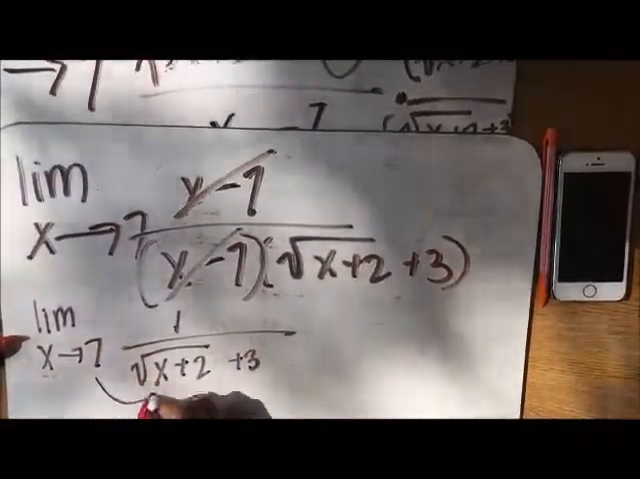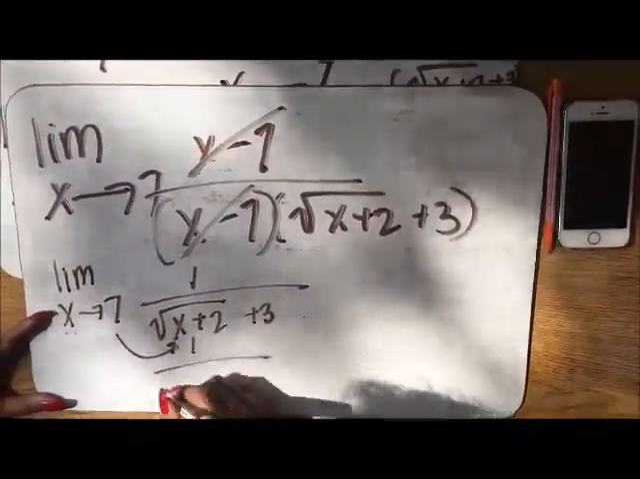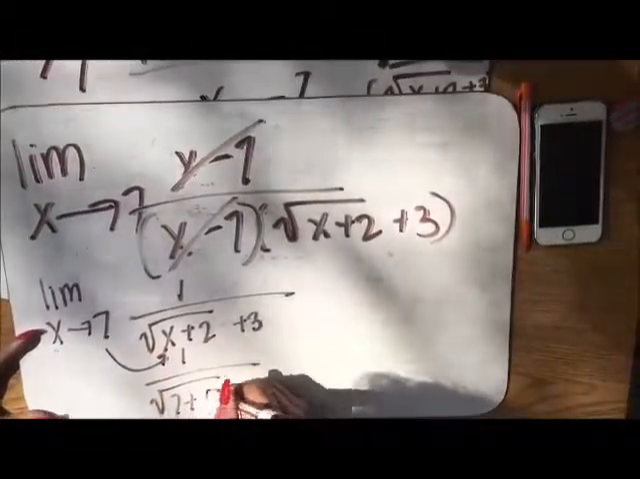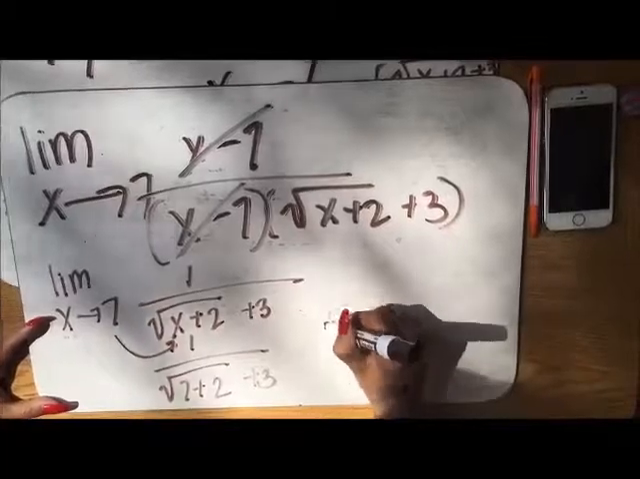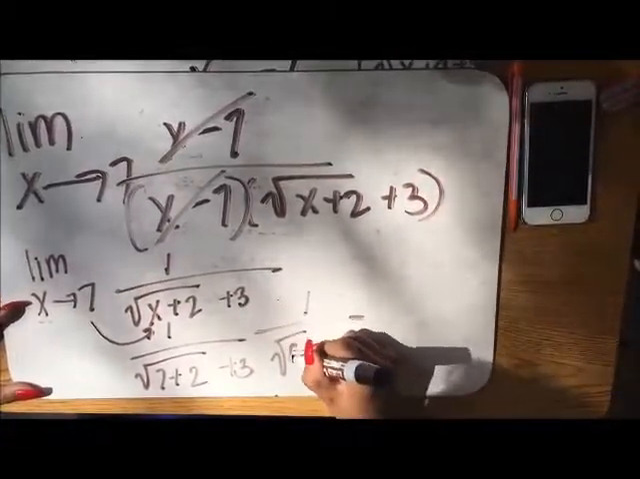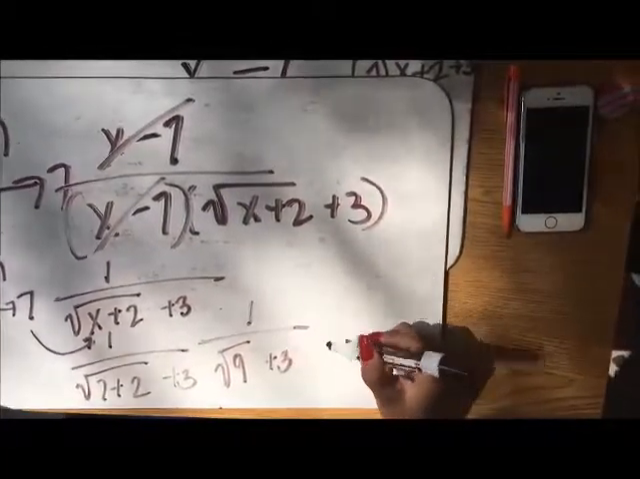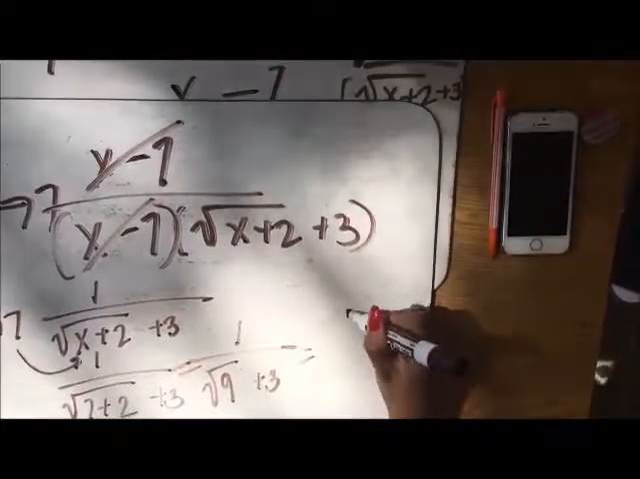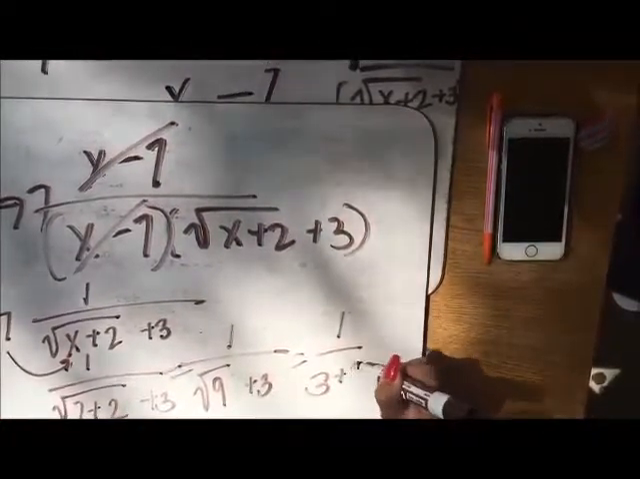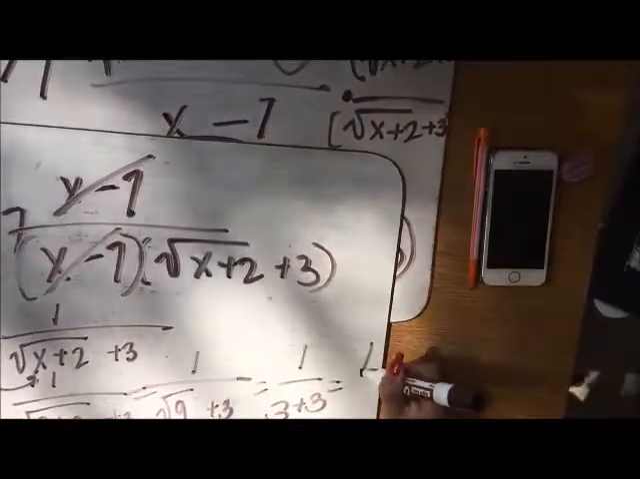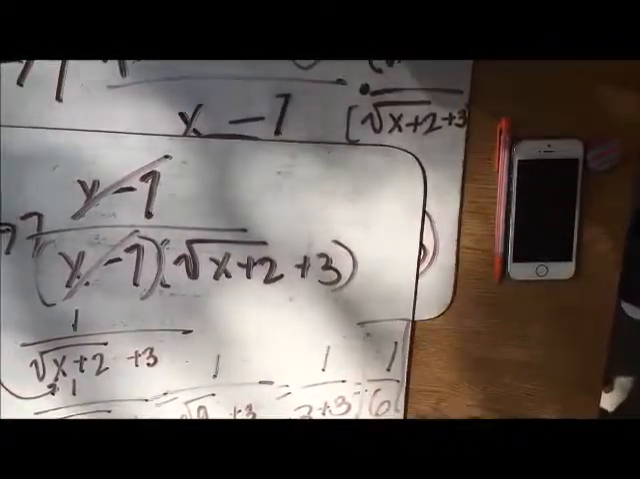And then we are going to plug in. So then it's 1 over radical 7 plus 2 plus 3, which gives you 1 over radical 9 plus 3, and radical 9 is 3, so 1 over 3 plus 3, and your answer is equal to 1 over 6.